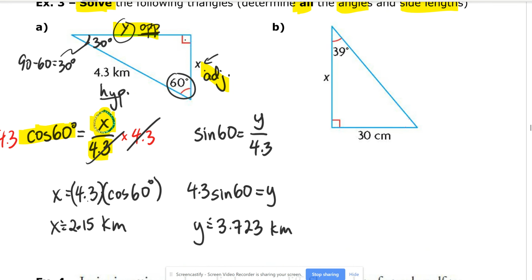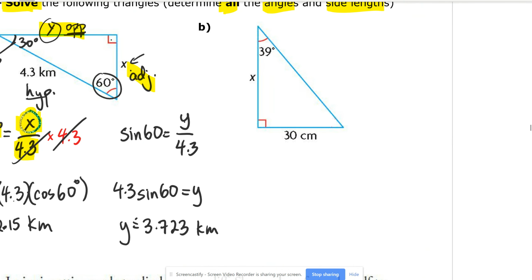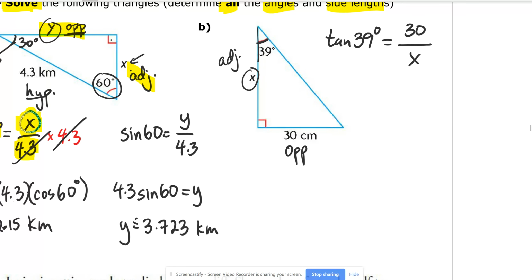Looking at the next triangle, similarly, you're asked to find an unknown side length. So if my reference angle is 39, this x is my adjacent side because it's touching the angle, and 30 is my opposite side. So the ratio that relates the opposite and the adjacent this time will be the tangent ratio. So tangent of 39 degrees equals the opposite length 30 divided by the adjacent length x.